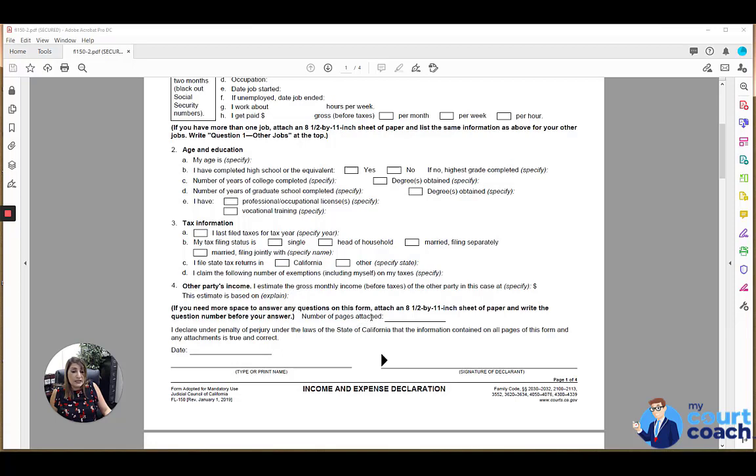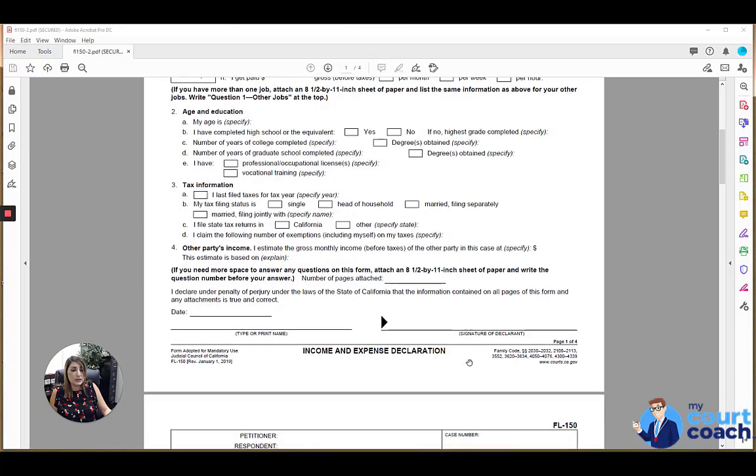As I stated previously, there are going to be some attachments to this. We've already discussed pay stubs, so however many pages you're attaching to this form, make sure to identify that here. And then you want to print your name here and sign and date the form on page 1. This is actually a 4-page form, but the signature goes on page 1.